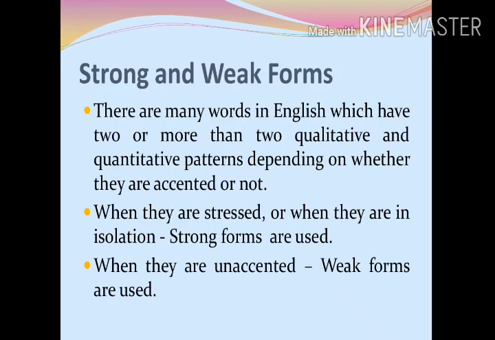Strong forms and weak forms. There are a number of words in English which have two or more than two qualitative and quantitative patterns depending upon whether they are accented or not. When these words are accented, that is, when they are said in isolation, the strong forms of these words are used. When they are unaccented, their weak forms are used. This phenomenon is known as gradation. That is, the existence of two or more pronunciations for the same word.